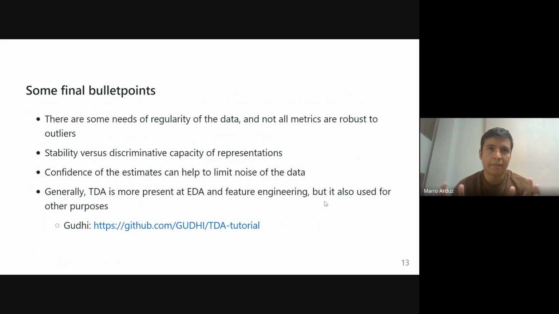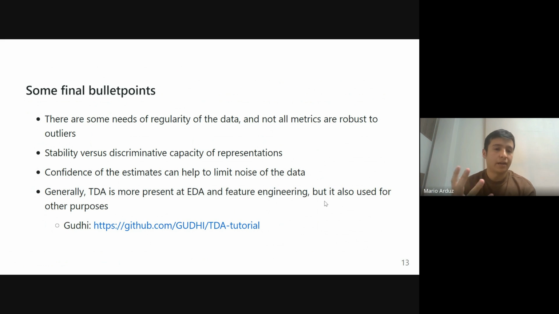So if we take, perhaps, a Euclidean distance, this is not going to work, right? Because it's going to be very sensitive to points that are far away. So these are points that we have to take into account at the moment that we try to summarize the information of our data with the simplicial complex.